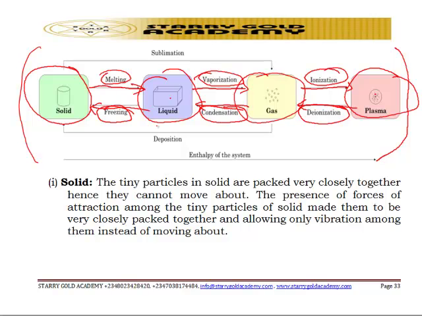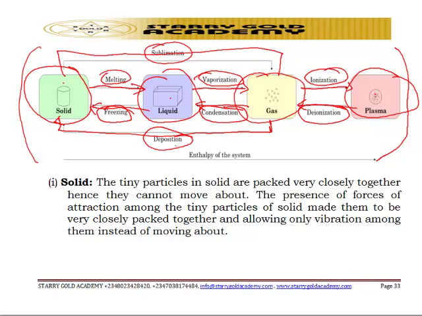Now, remember, when we were discussing the topic on separation techniques, I told you that some solids can change directly into gas without going through the liquid state. Now, look at what we have here. From solid to gaseous state is known as what? Sublimation. And from the gaseous state down to the solid state is known as deposition. So these are the changes of state of matter.